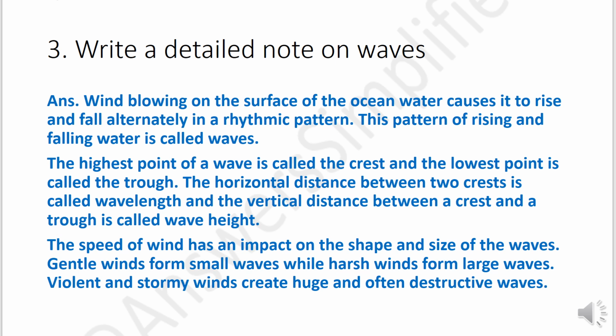The horizontal distance between two crests is called wavelength and the vertical distance between a crest and a trough is called wave height. The speed of wind has an impact on the shape and size of the waves. Gentle winds form small waves while harsh winds form large waves. Violent and stormy winds create huge and often destructive waves.